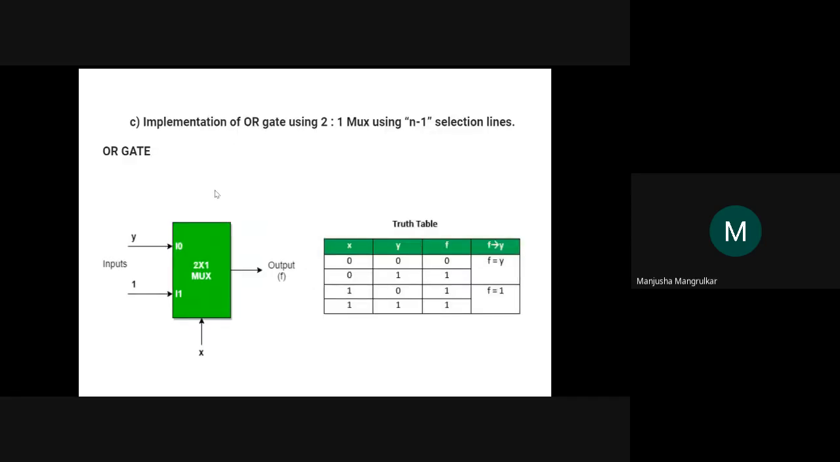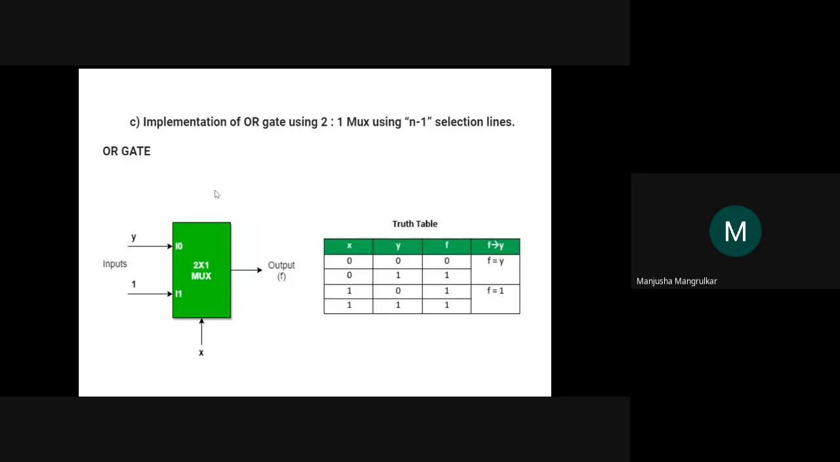Now the third condition is the implementation of an OR gate using a 2 is to 1 mux. It's just the reverse position. What is an OR gate exactly? If any one of the inputs is 1, the output will be a 1, right? So now there are two input signals. 2 is to 1 mux means two input signals. So now the conditions are 0 0, 0 1, 1 0 and 1 1.